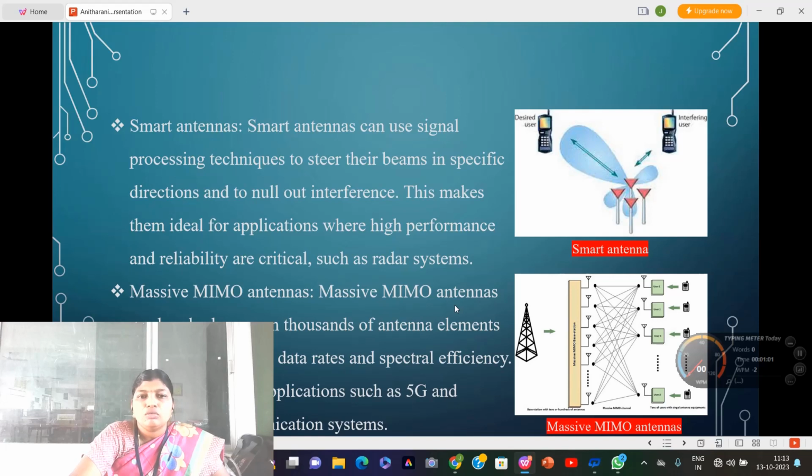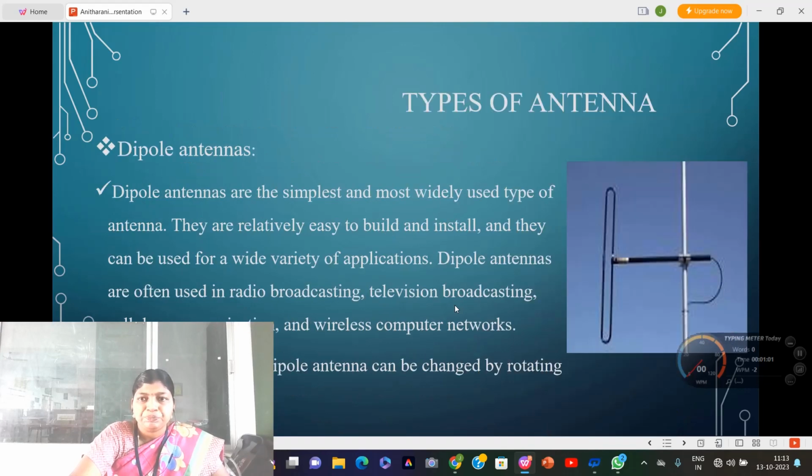Massive MIMO antennas. Massive MIMO antennas use hundreds or even thousands of antenna elements to achieve high data rate and spectral efficiency. They are ideal for applications such as 5G and beyond 5G systems.